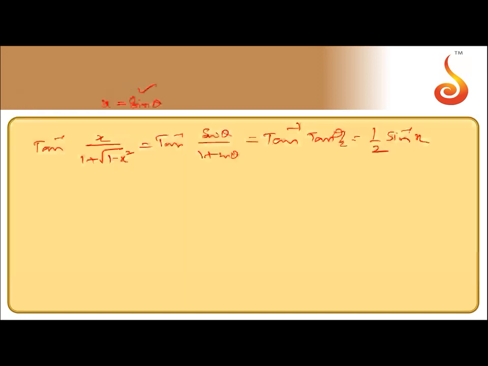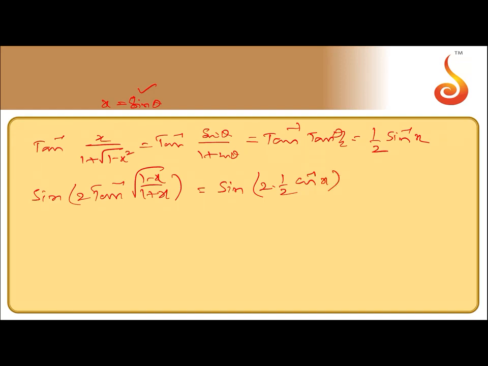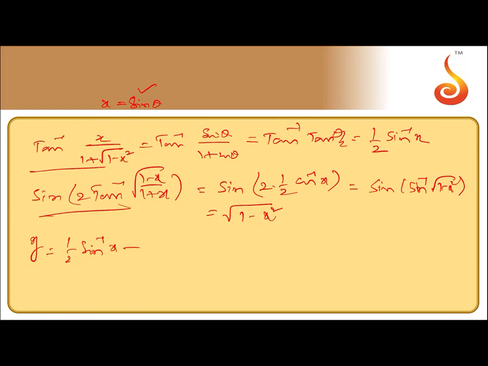Second one, sine of 2 tan inverse root over 1 minus x by 1 plus x. And of course this is nothing but sine of 2 into half cos inverse of x. The 2 gets cancelled. Sine of cos inverse is nothing but sine of sine inverse root 1 minus x square. So the answer is root 1 minus x square. So the given problem is the addition of these two, which is half sine inverse of x plus root over 1 minus x square as a simplification, and I need to find the derivative of this.